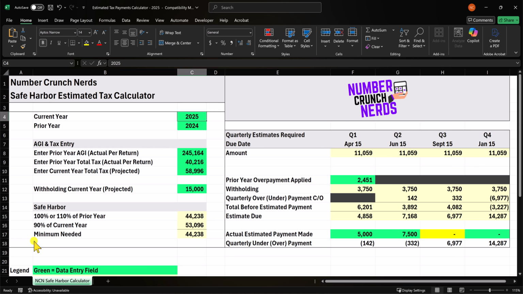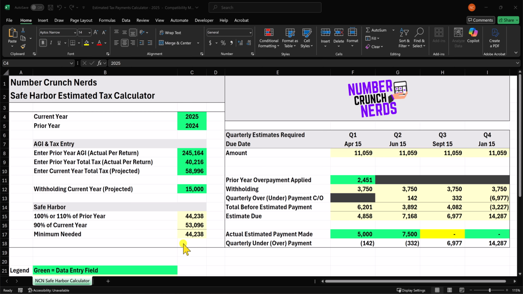So with those two numbers in mind, what is the actual safe harbor total, the grand total that we need to pay for the year? What number of these two is it going to be? And the answer is it's always going to be the minimum. Whichever of these two safe harbors is smaller, that is going to be the minimum safe harbor that you need for purposes of paying your estimated taxes so that you don't get dinged with unnecessary interest and penalties.